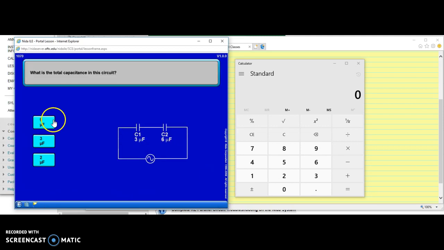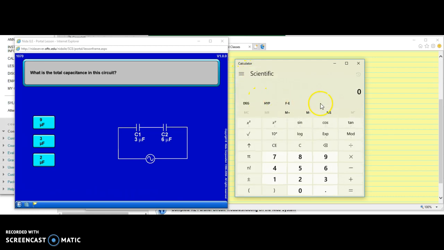Alright, so we got a 3 and a 6. I can do this one in my head. Product over sum, 3 times 6 is 18. Add them together, that's 9. 18 divided by 9 is 2. Never hurts to use a calculator. I'll come over here. 3 times 6 equals 18. Divided by, and we'll say 3 plus 6 equals, and that's one of the fallacies of using a calculator that's not a scientific.